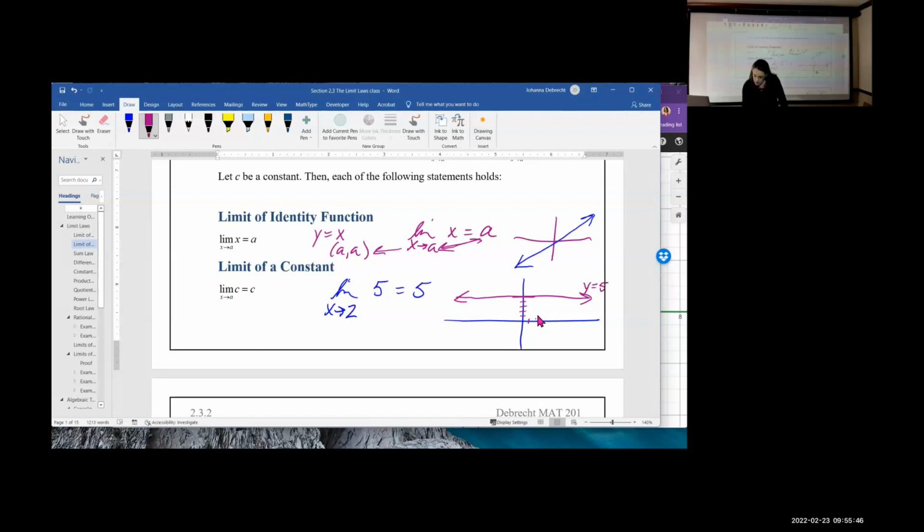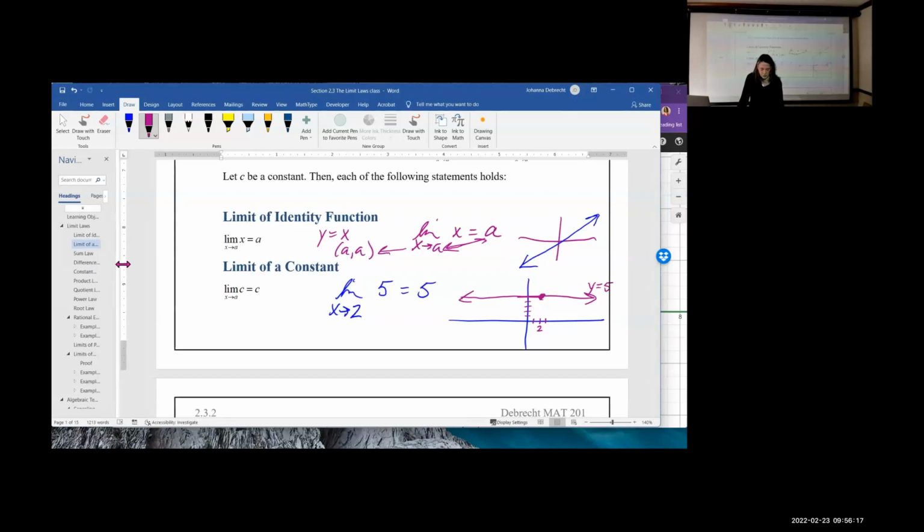And when we get close to the value of 2 from the left and from the right, it looks like it hits 5. And by George, it does hit 5. Right. So that is the function value there at 2. So the limit of a constant is the constant. So the limit as x approaches 2 of a constant function 5 means that you've got this constant horizontal line. And so the y value is that value. It is 5. All right.